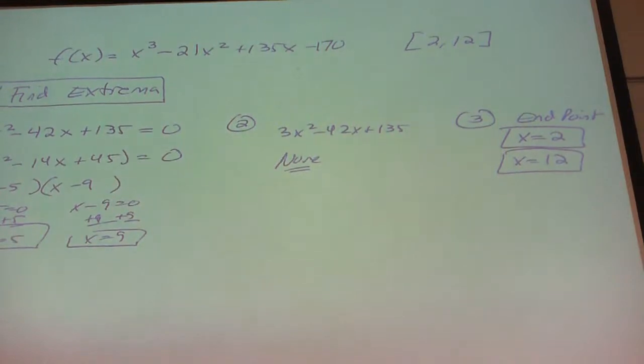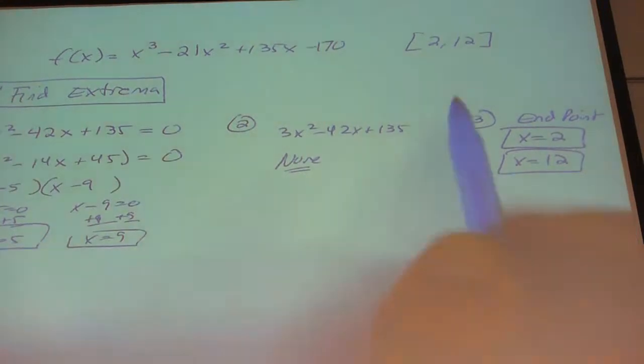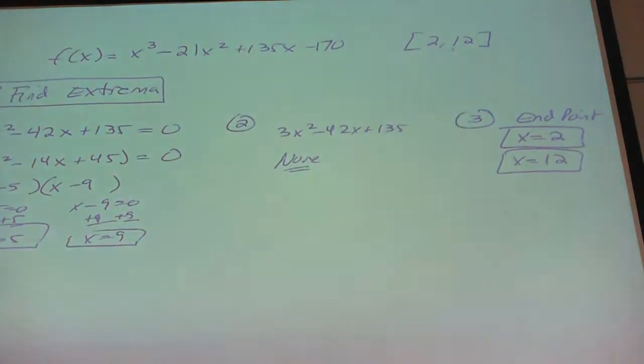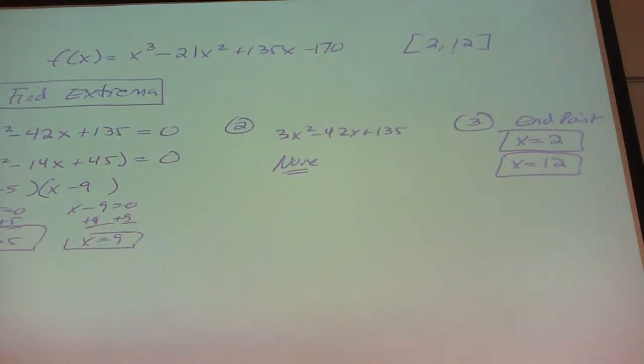Are we okay? Where'd you get the 2 and 12 from? That's given in the problem. Okay. Just given. So you don't have to worry about finding it or solving it or anything like that. Okay? Now, stop there. Any questions?